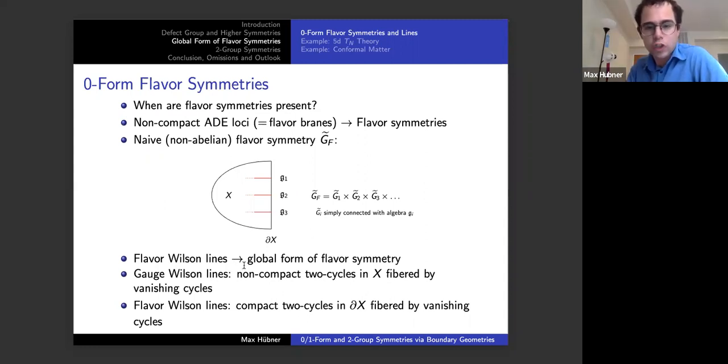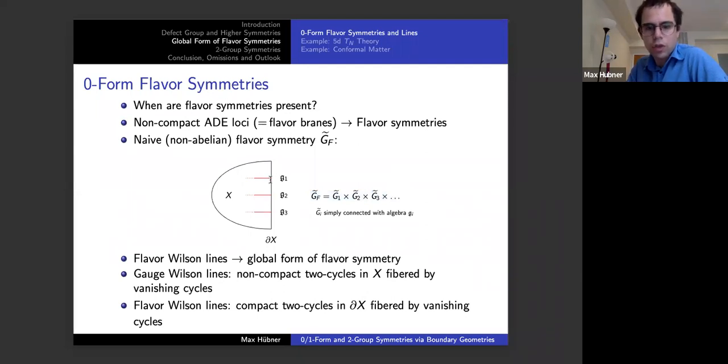So the generic geometric setup that we find ourselves in is the following. We have our non-compact space X. It has a boundary, partial X, and there are non-compact ADE loci extending all the way to infinity, all the way to the boundary. And they are labeled by Lie groups, Lie algebras G1, G2, G3. Now the naive guess for the non-abelian flavor symmetry is that, okay, we know the algebras, so let's just write down the simply connected Lie groups for all of these flavor branes. And so this gives us the naive flavor symmetry.